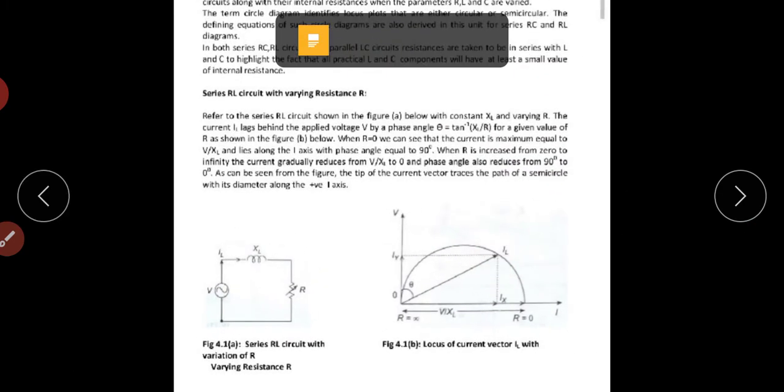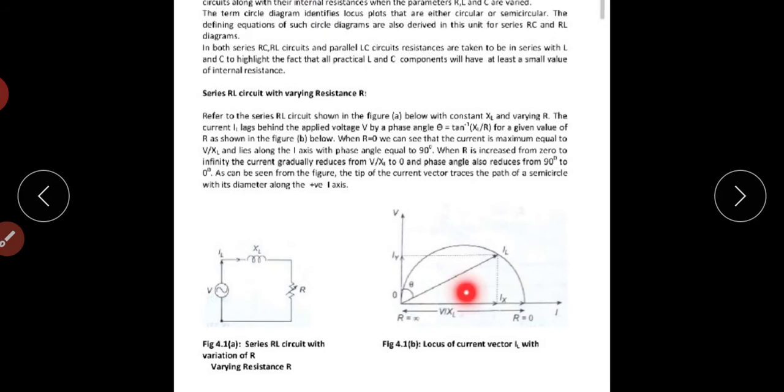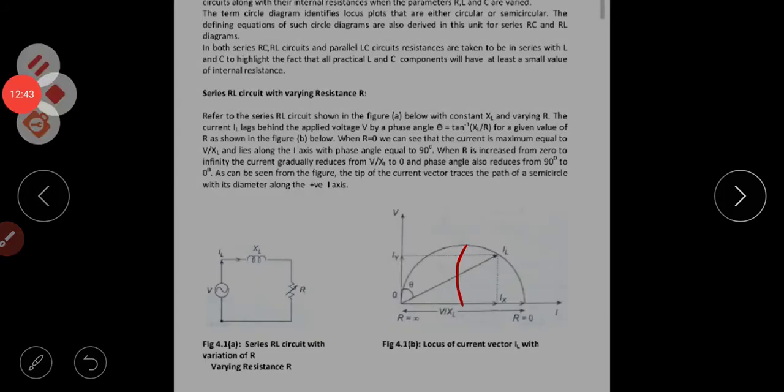Okay, this is the semicircle. The semicircle origin point equals (V by 2XL, 0) and the semicircle radius equals V by 2XL. Radius equals V by 2XL and origin equals (V by 2XL, 0).